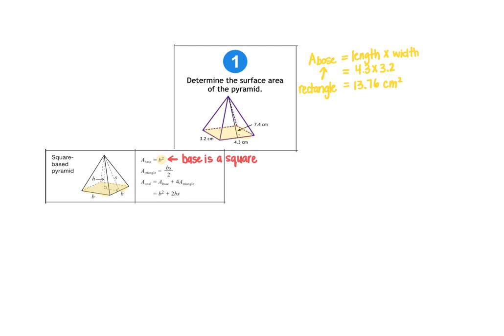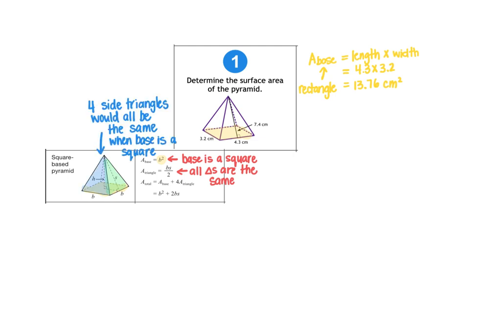Once again, the formula sheet is assuming that the base is a square, so all of the base measurements would be the same in the case of the formula. This means that all of the triangles on the sides of the formula's pyramid would all be the same. That's not going to be true for our pyramid. So what we're going to need to do is use the general formula. The total surface area is equal to the area of the base plus the area of the 4 triangles.